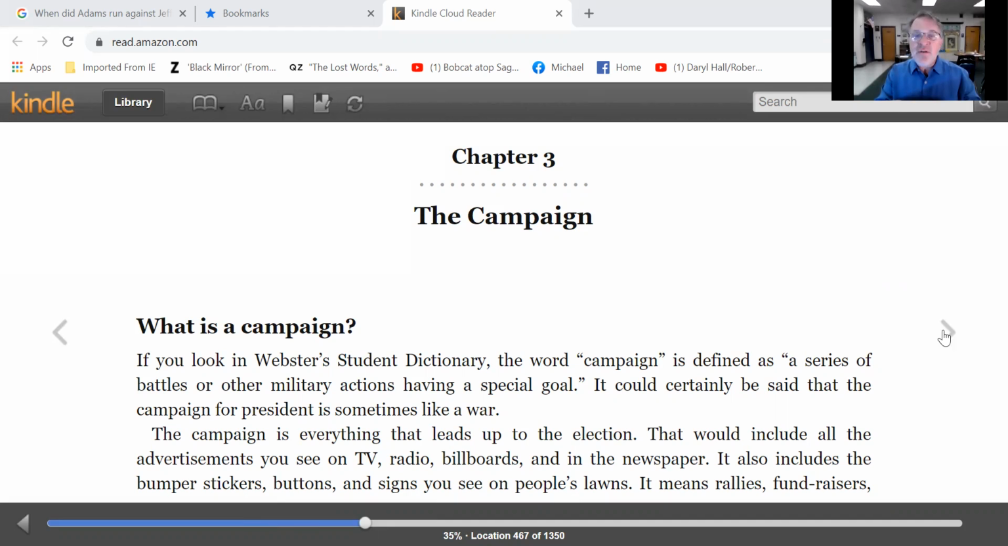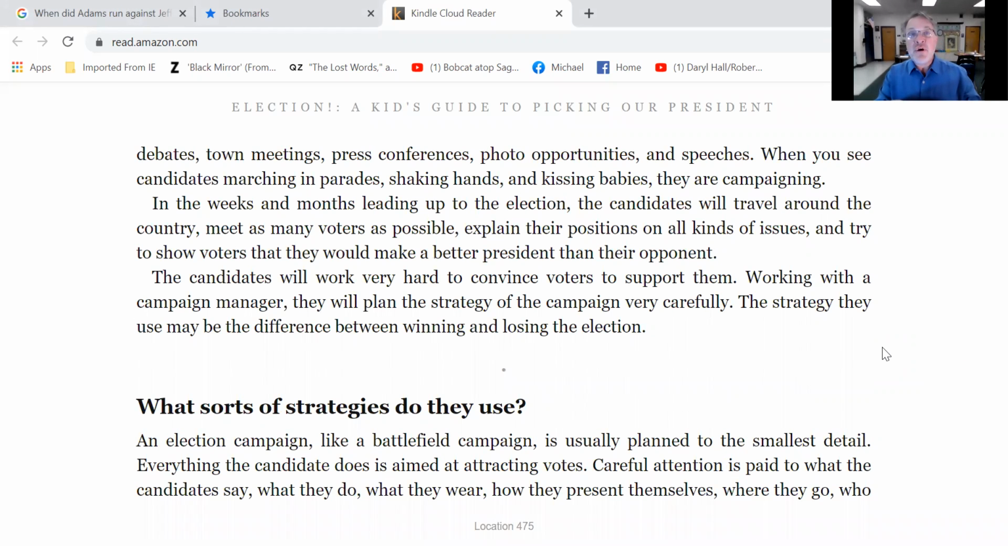It means rallies, fundraisers. In fact, Joe Biden and Donald Trump are going to be here in town today in the Tampa Bay area. Debates, town meetings, press conferences, photo opportunities, and speeches. When you see candidates marching in parades, shaking hands, kissing babies, they are campaigning. They're trying to sell themselves to let you know that they would be the best president ever.